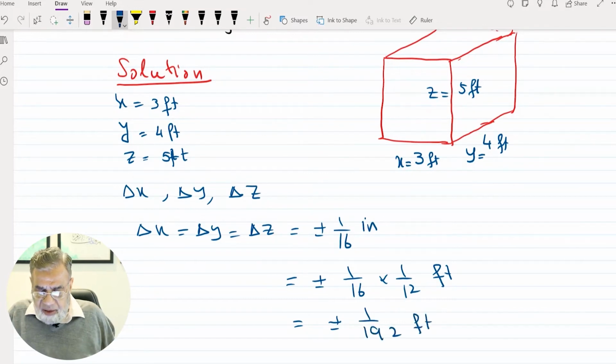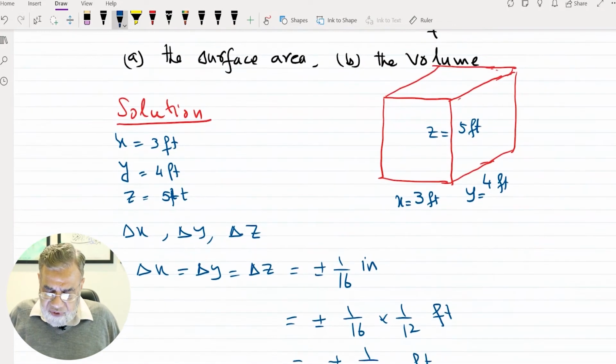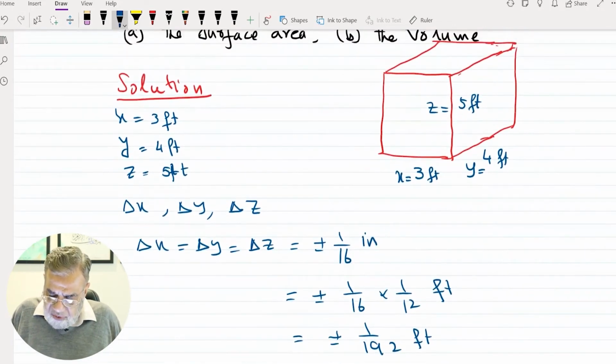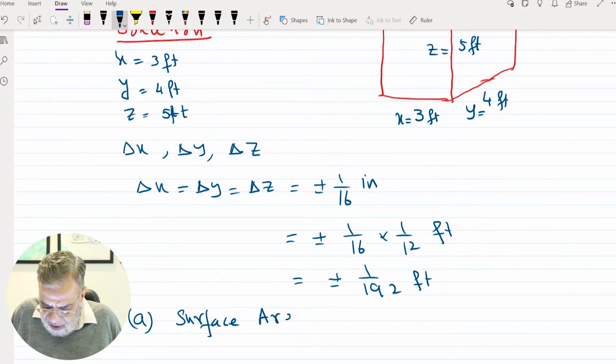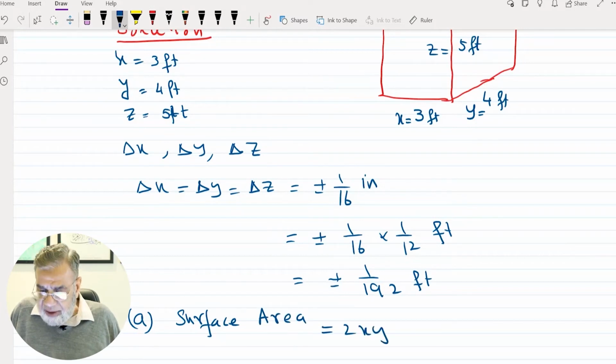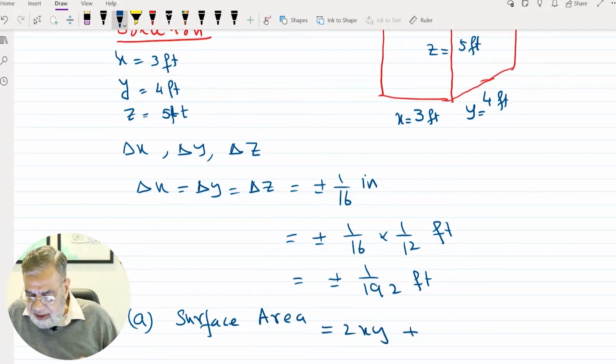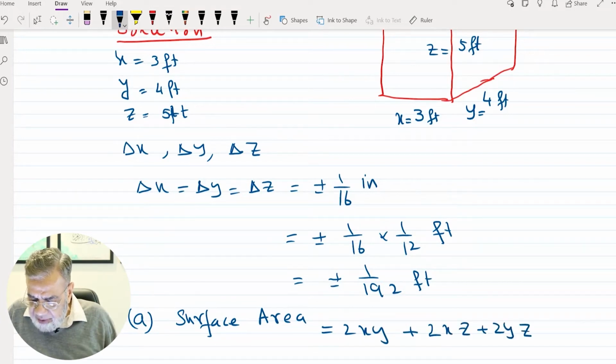Now, the first part is completed. The second part is we want to find the surface area. For the surface area of the box we need the formula. It has 6 sides, and we add them. So we get 2xy for the base and the upper side, plus 2xz and 2yz. So this is my surface area of the box.